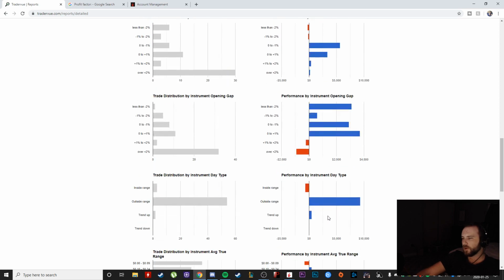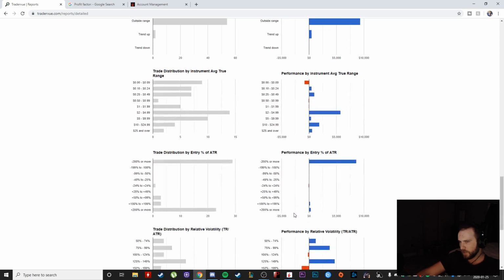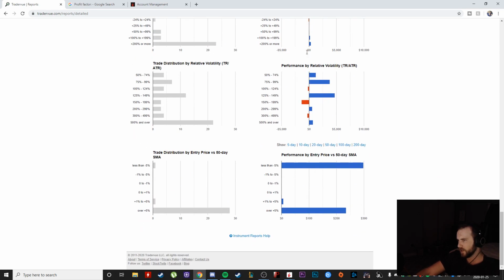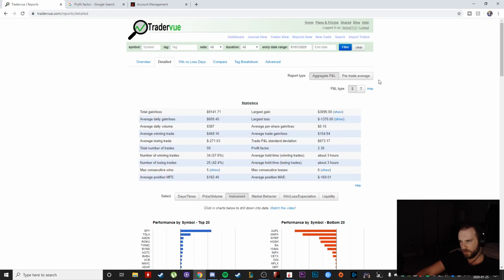Not really sure what else to go over. All of this is just kind of crap. I really don't care about it. I'll probably end up looking through it. I didn't actually understand how much stuff was in Tradervue. But there it is. So far we're doing well.